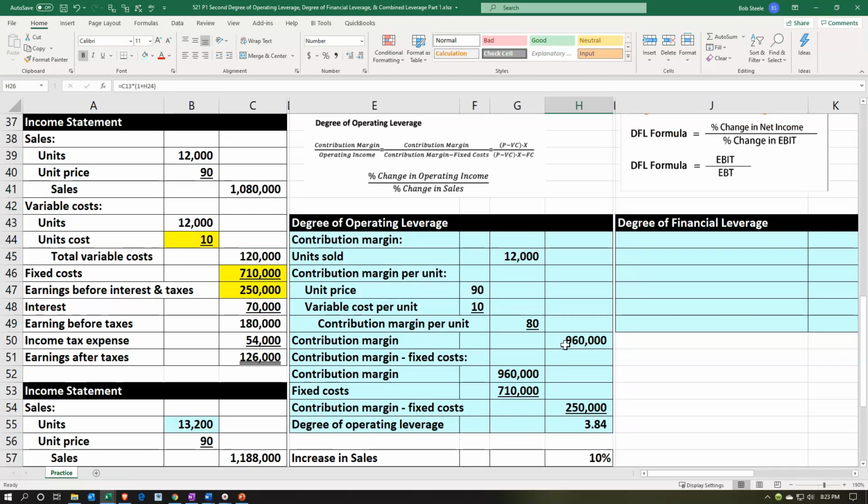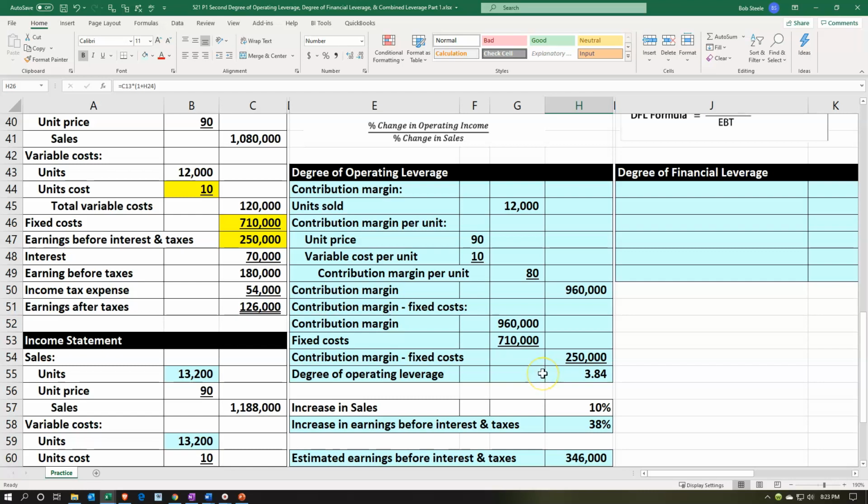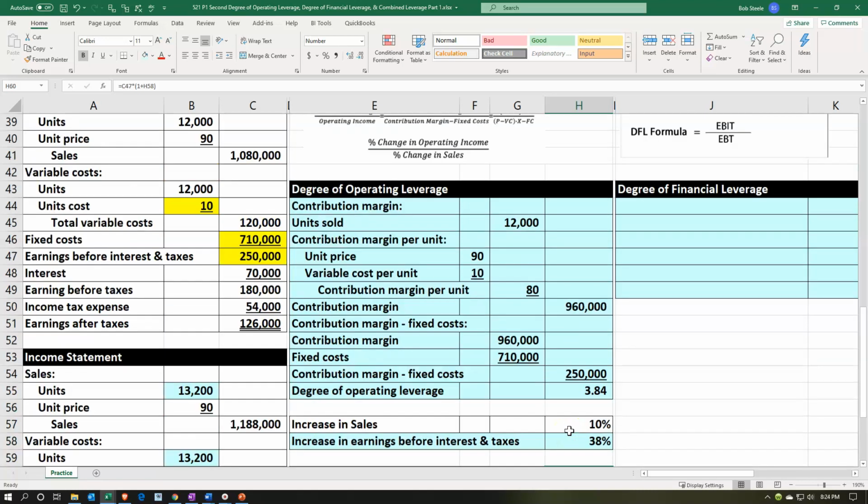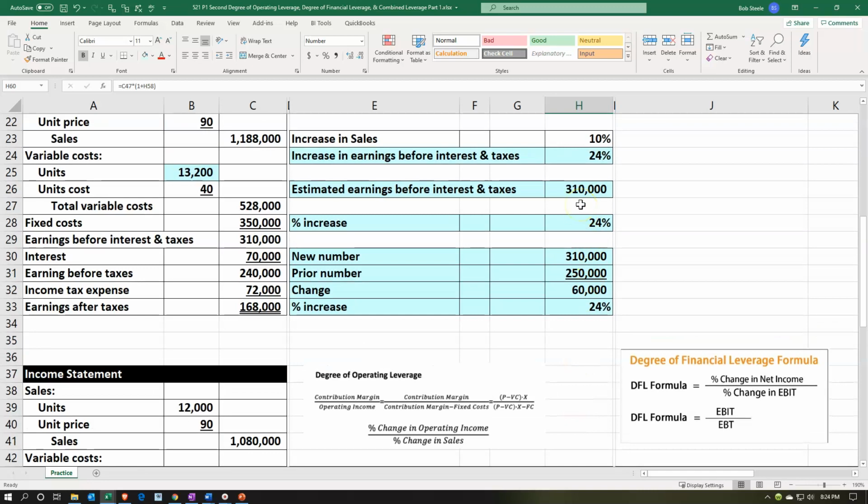Whereas if we're more leveraged down here, same operating income or earnings before interest and taxes, but now we break out more on the fixed cost side of things than the variable costs, therefore being more leveraged in terms of the operating leverage. Now we have a higher degree of operating leverage, and then we can imagine that if there was an increase in sales by the 10%, then the increase in the net income or operating income would be an increase of 38%, which would now be estimated earnings of the 346 versus the 310 we saw in the past.